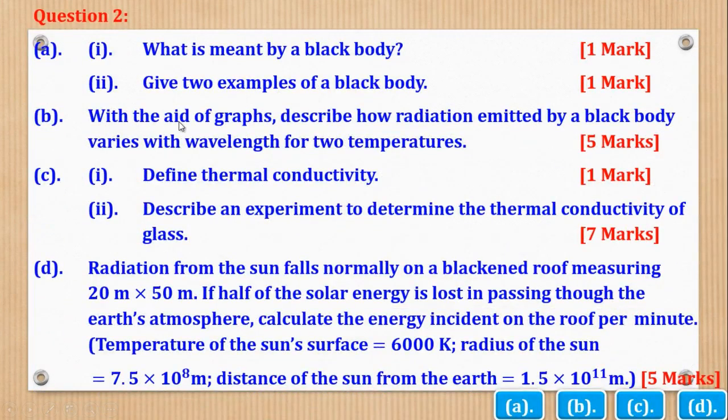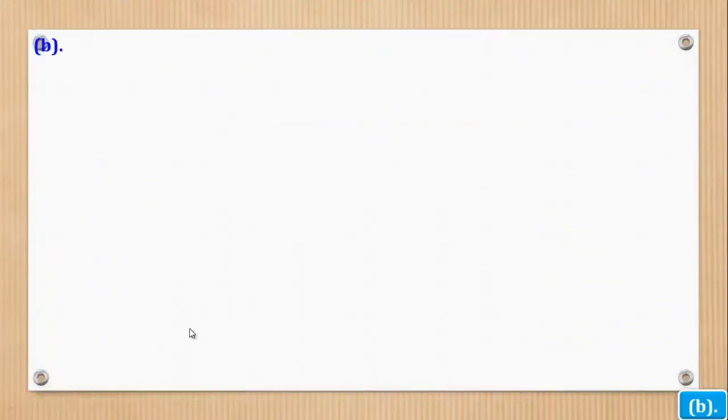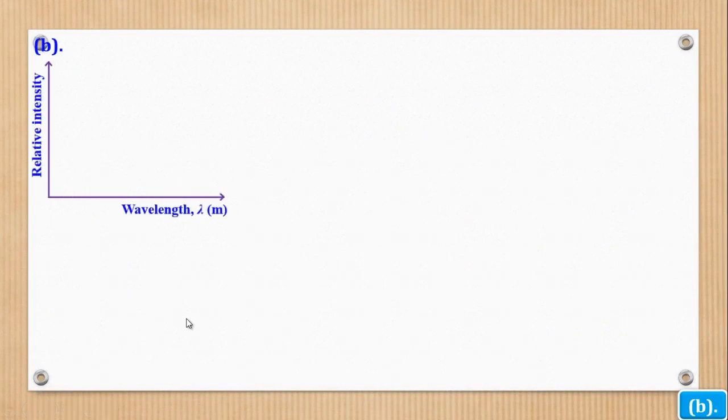Part B says, with the aid of graphs, describe how radiation emitted by a black body varies with wavelength for 2 temperatures. So this time they want 2 temperatures. So we shall come and draw a sketch. Horizontal axis, label it. Vertical axis, label it. Then the first temperature, that will be the curve. Then second temperature, that will be the curve.